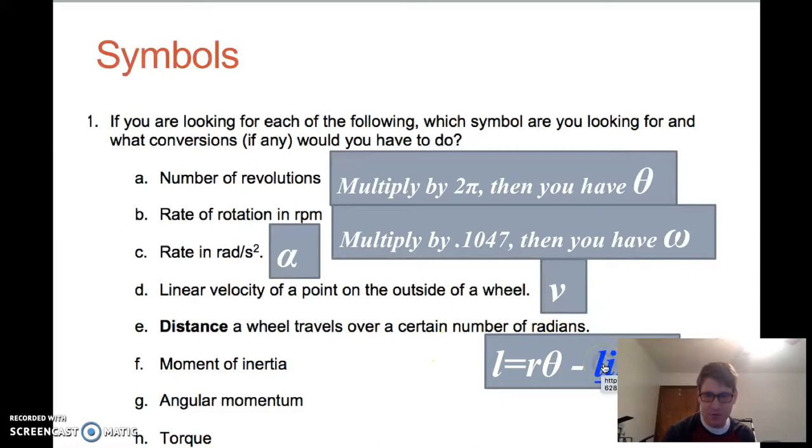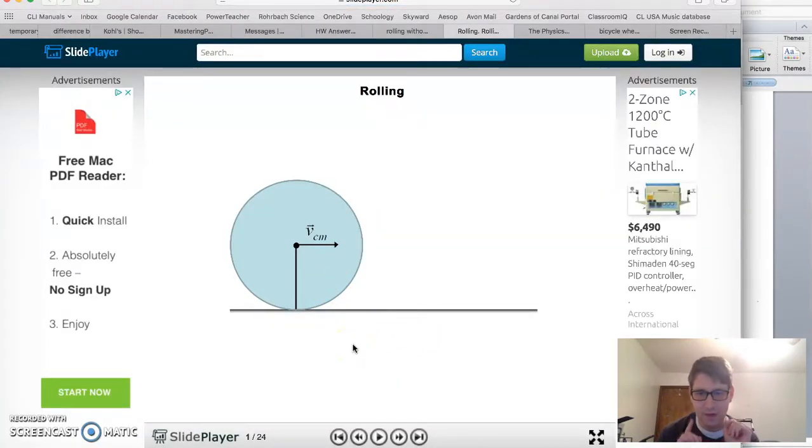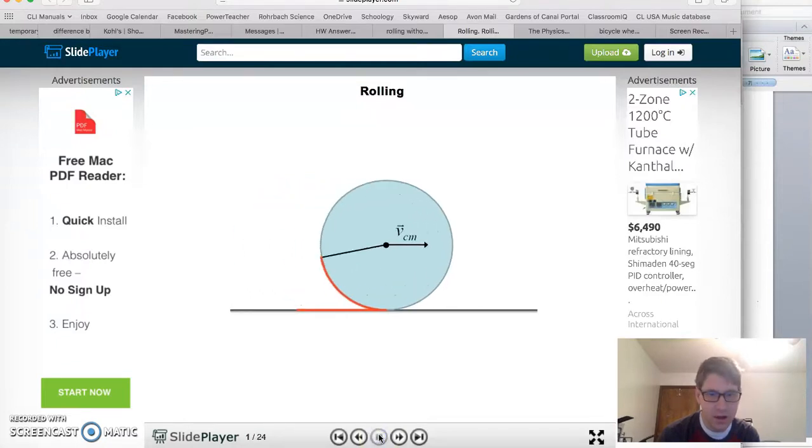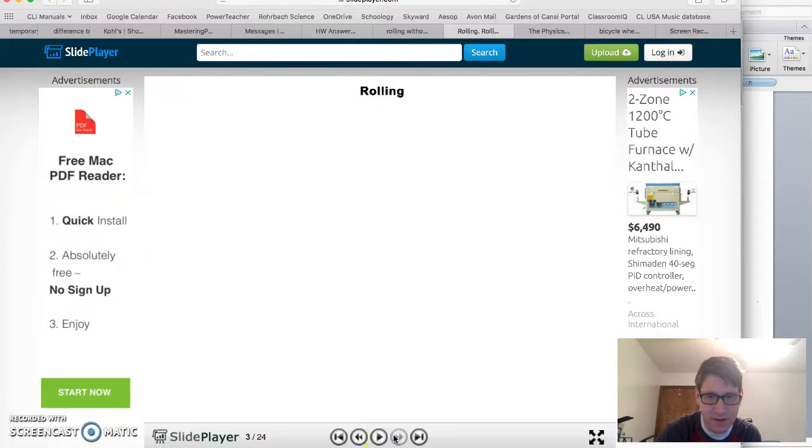I just wanted to show you real quick this animation, because I think it is helpful if you're having trouble visualizing why this is the case. So here we've got a wheel, and as the wheel turns, you can see this arc length. Let's stop that. This arc length is the amount of theta that's been traveled.